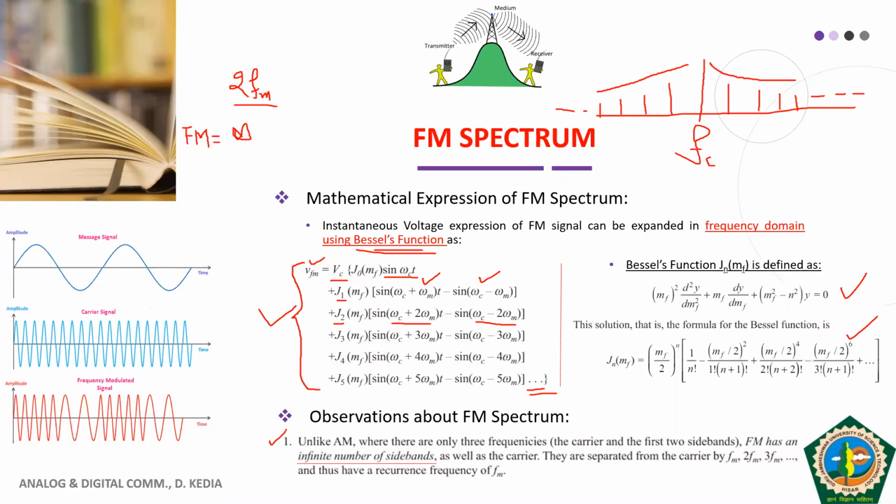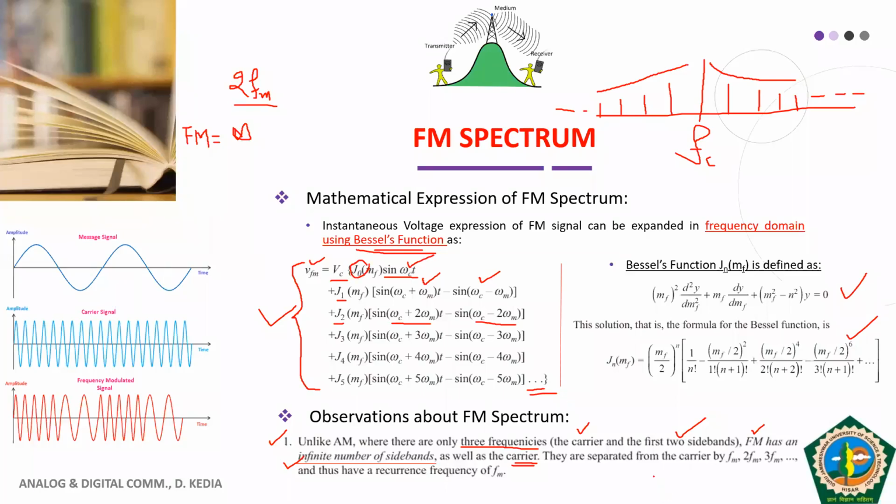As I talked about, in case of amplitude modulation, we have only 3 frequencies. One is the carrier and the other two are the sidebands. Whereas in case of frequency modulation, we have an infinite number of sidebands, as I just explained to you. And along with sidebands, we also have the carrier component present. So if you look at J naught carefully, then you can observe the carrier component directly.